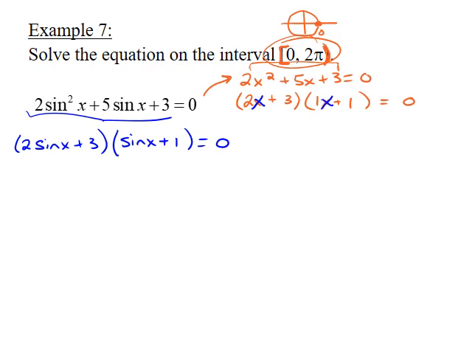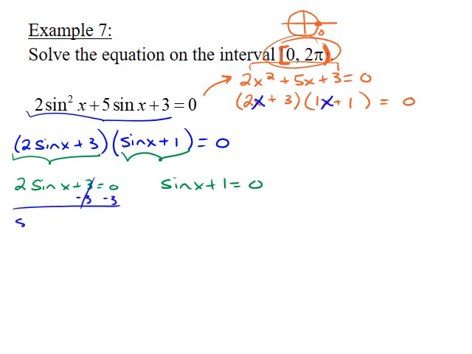And just like we did previously in other math classes, we will solve this using the zero product property as well, which means either this can be 0 or this can be 0. And if that's the case, then we'll solve each of these. So in the case here, I would subtract 3 and then divide by 2. So I would get sine of x is equal to -3/2.